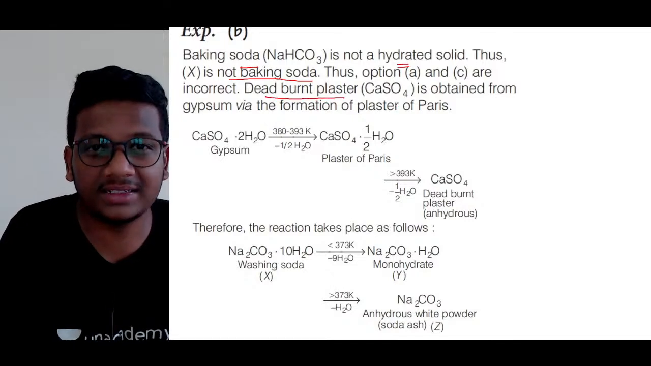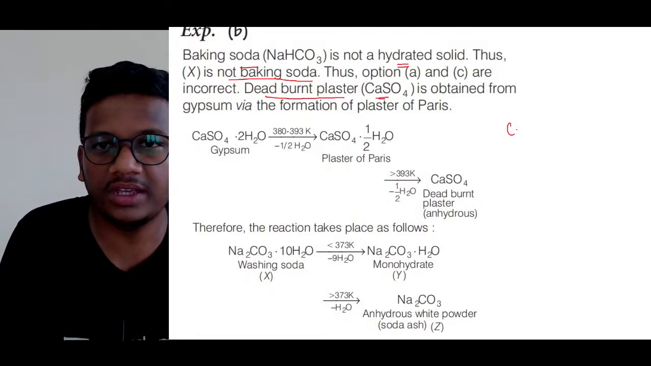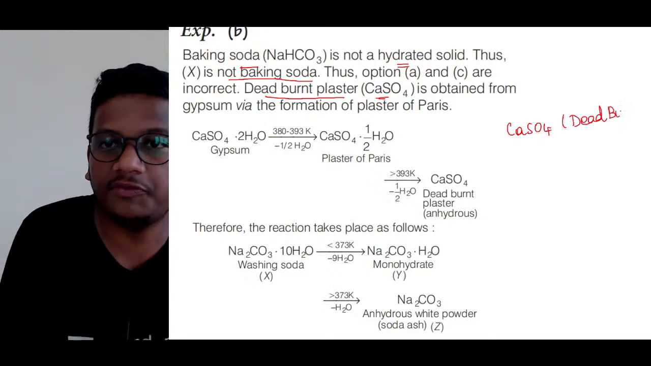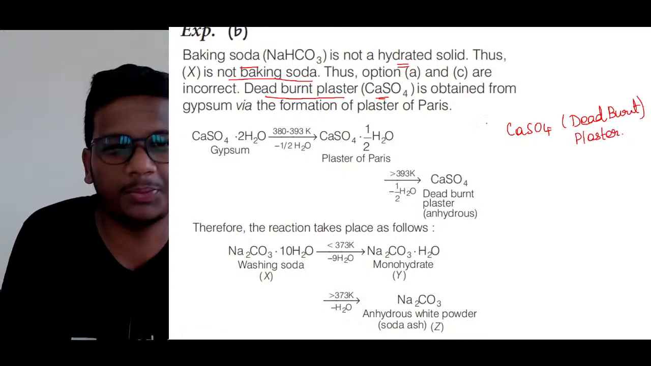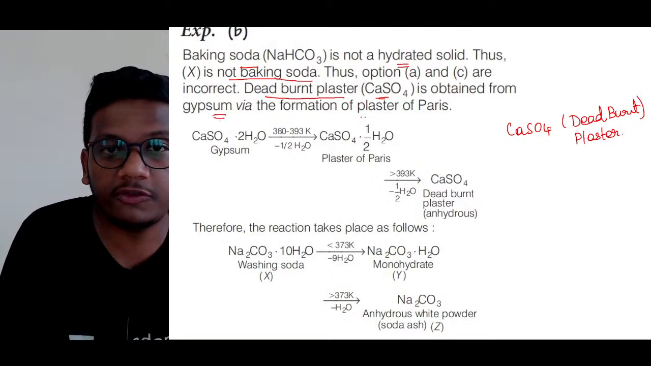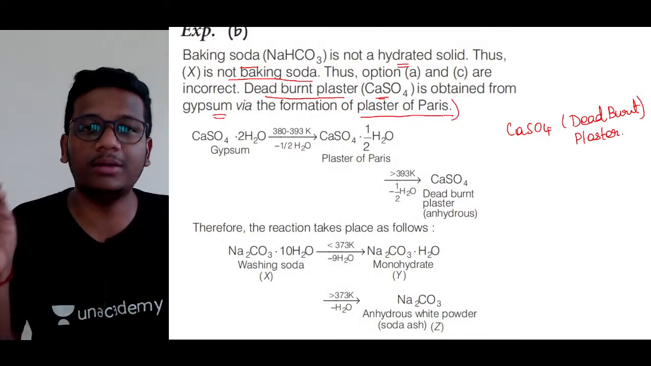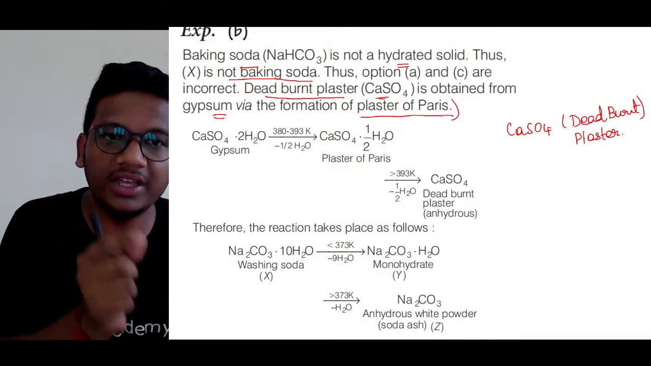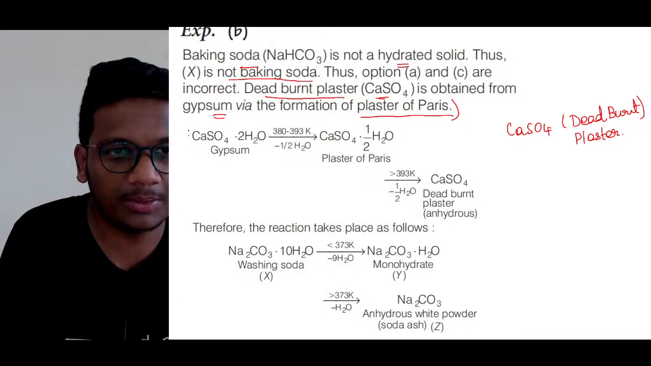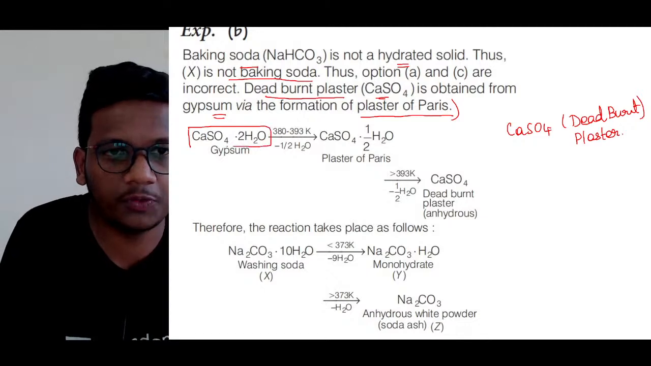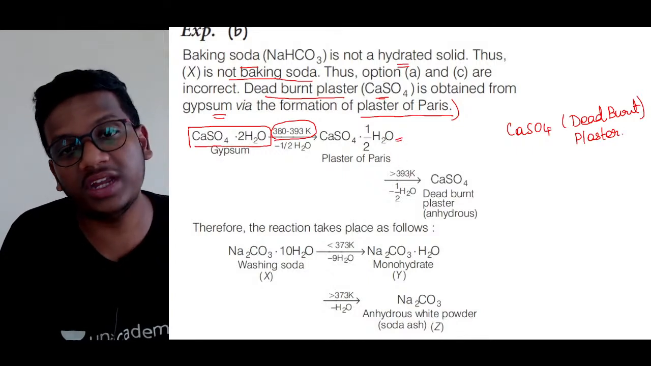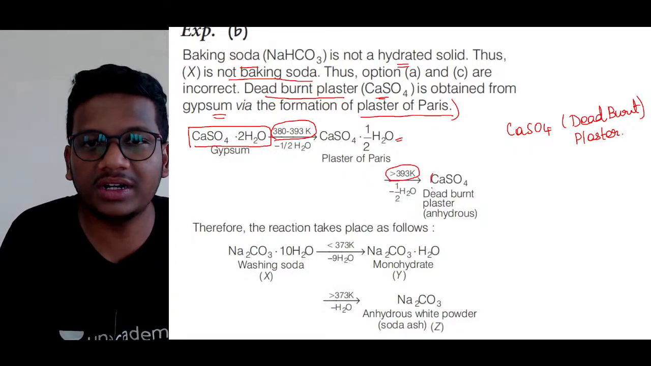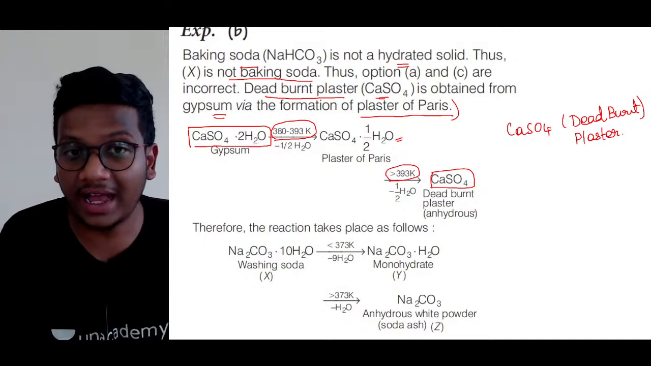Dead burnt plaster is CaSO4. Calcium sulfate is called dead burnt plaster, guys. If you don't know these concepts, note them down. It is obtained from gypsum via the formation of plaster of Paris. So the synthesis of dead burnt plaster is from plaster of Paris via the intermediate gypsum. This is gypsum, CaSO4.2H2O. If you heat it above 373 Kelvin, you get plaster of Paris, and if you heat it above 393 Kelvin, you finally get dead burnt plaster, which is anhydrous in nature.